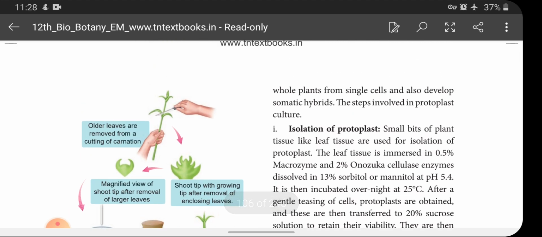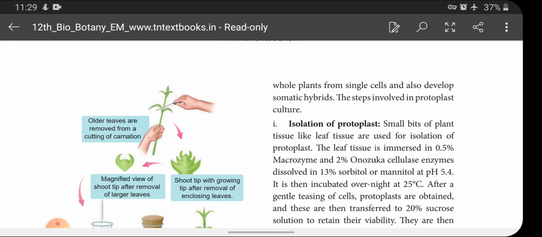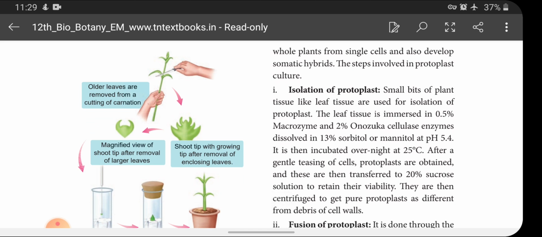Isolation of protoplast. Small bits of plant tissue like leaf tissue are used for isolation of protoplast. The leaf tissue is immersed in 0.5% macrozyme and 2% Onotsuka cellulase enzyme dissolved in 13% sorbitol or mannitol at pH 5.4. It is then incubated overnight at 25 degrees Celsius. After a gentle teasing of cells, protoplasts are obtained and these are then transferred to 20% sucrose solution to retain their viability. They are then centrifuged to get pure protoplast as different from debris of cell walls.